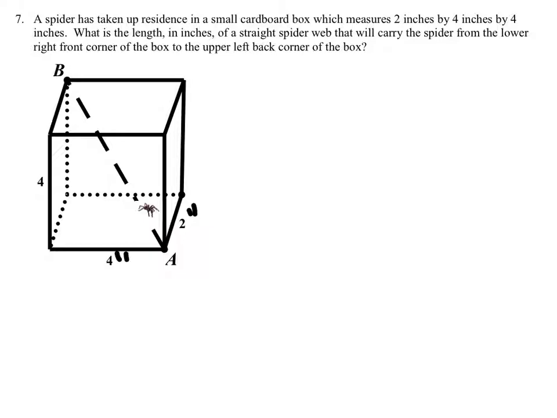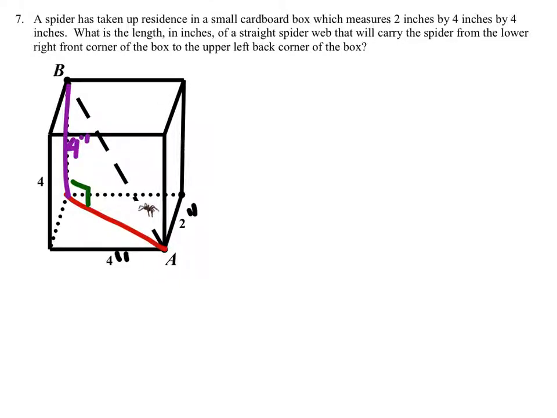Of a straight spider web that will carry the spider from the lower right front corner of the box to the upper left back corner of the box. Well, this is a hypotenuse of some sort, which is nice. The problem is it's a hypotenuse for what would be this triangle right here, which does give us a right angle right there. So we have a hypotenuse of... Alright, now this line in purple, we already know that that's 4 inches right here.